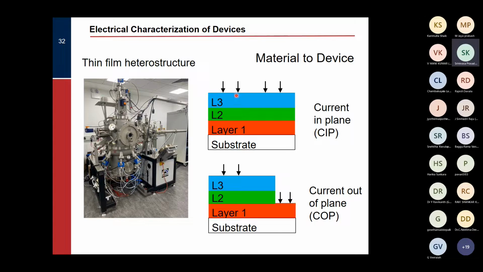In this case, the current can be mostly flowing through the surface, depending on the relative resistance between different layers. But here, whatever the resistance of different layers, that does not matter. Here, I am forcing the current to flow across different layers. So depending on the type of use I have, I can use either current in plane or current out of plane measurement.